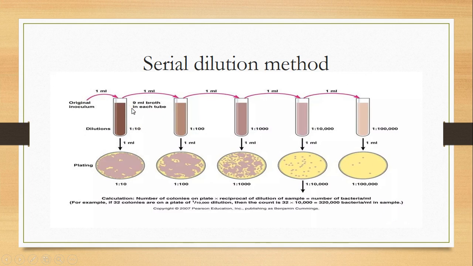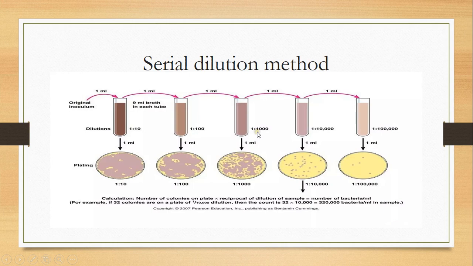Now you take 1 ml of this 1:10 dilution and dilute it into 9 ml broth, resulting in a 1:100 dilution, and 1 ml of this dilution is poured on the plate. This kind of growth will be shown, which is lesser growth than 1:10. Next, 1 ml of the 1:100 dilution is diluted into 9 ml of the broth, resulting in a 1:1000 dilution, and 1 ml of this dilution when poured resulted in this kind of growth, which is much lesser than these two dilutions.